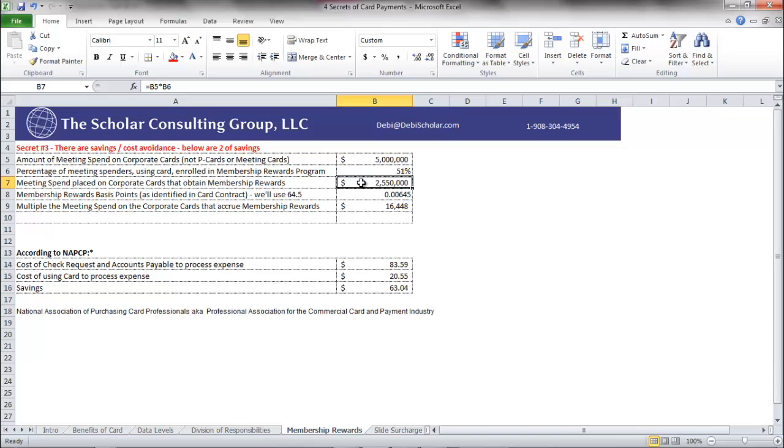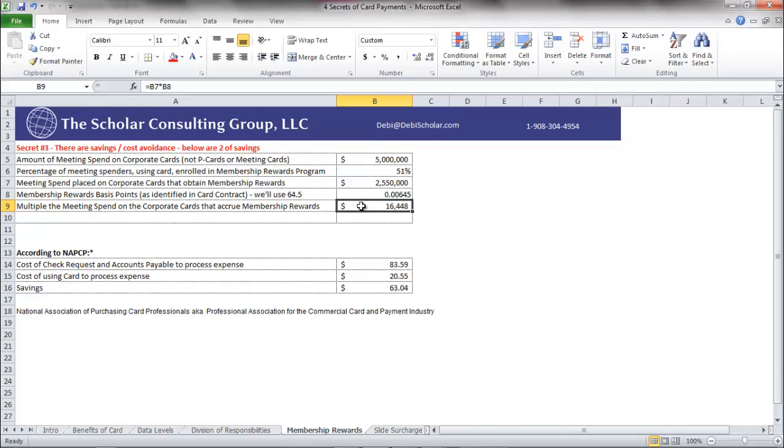Remember that we said that there is a fee to the organization for participation in the membership rewards program. It's based on something we call basis points. A basis point is a term that refers to 1/100th of a percentage point, and it's used by card companies to calculate the cost of rewards of using our card. Obviously, it's negotiable. In this case, we're going to use 64.5, and that is actually shown here as 0.00645. So the cost of using the corporate cards that accrue membership rewards points is actually over $16,000.